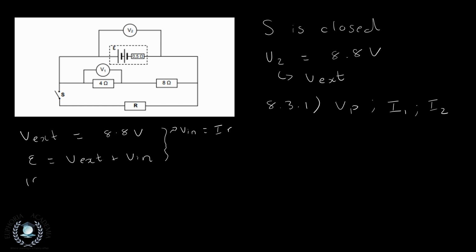All right, so let us find our V internal. So we know our EMF is 10 volts. That didn't change. We didn't change the battery. Our V external is 8.8. We were told that, and we just need to find our V internal, and that is going to give us an answer of 1.2 volts.